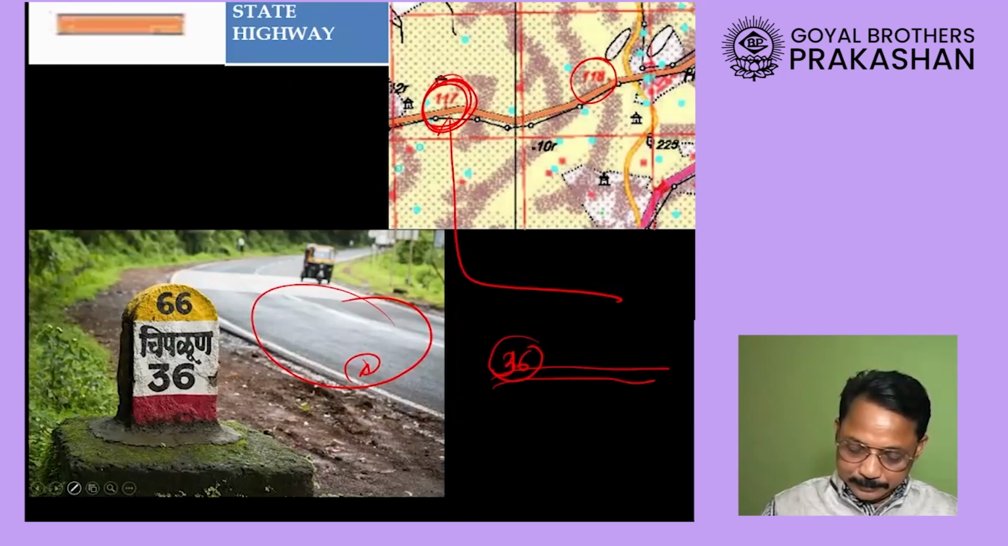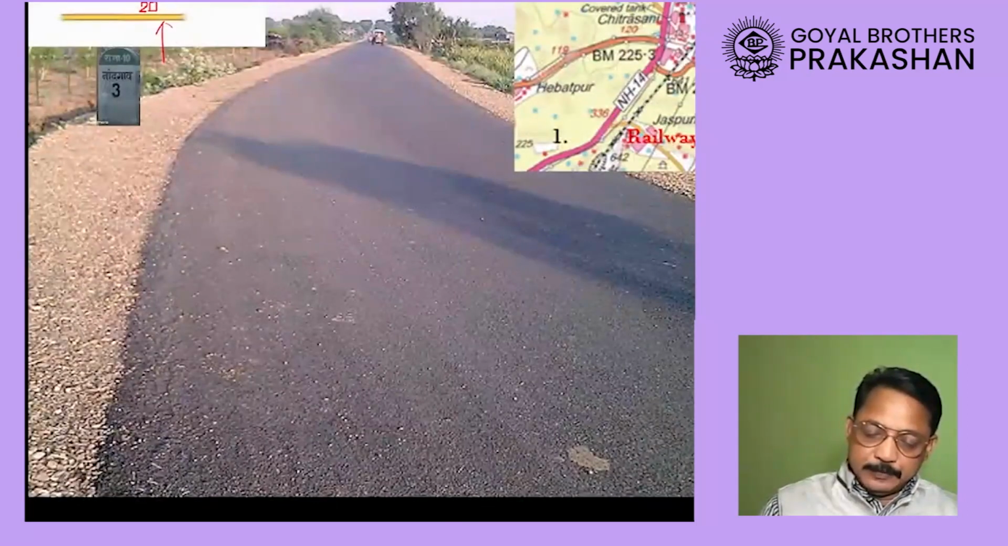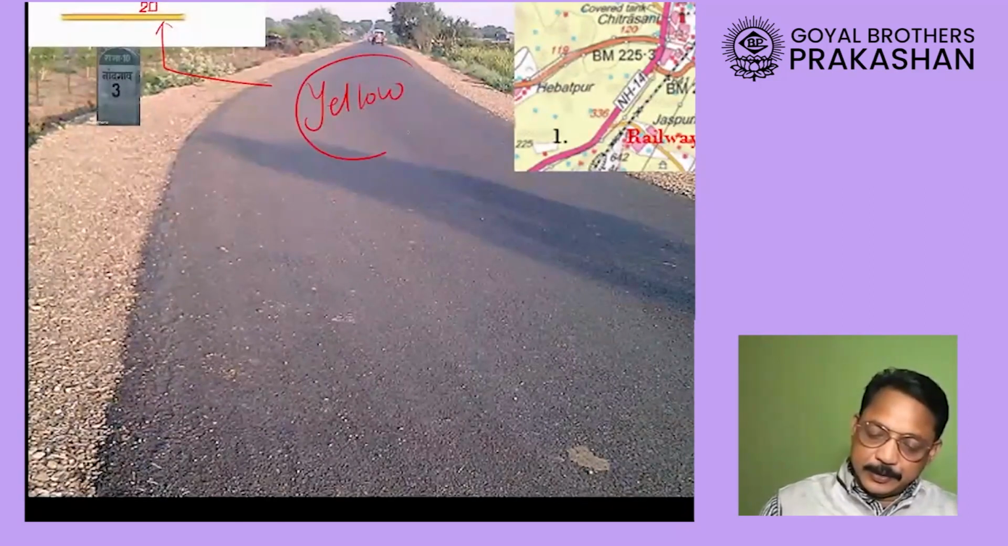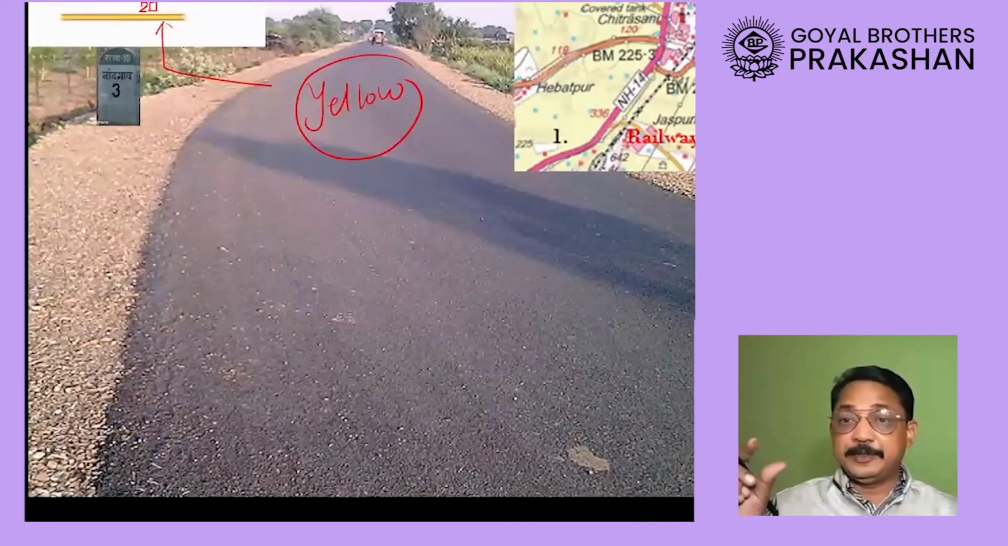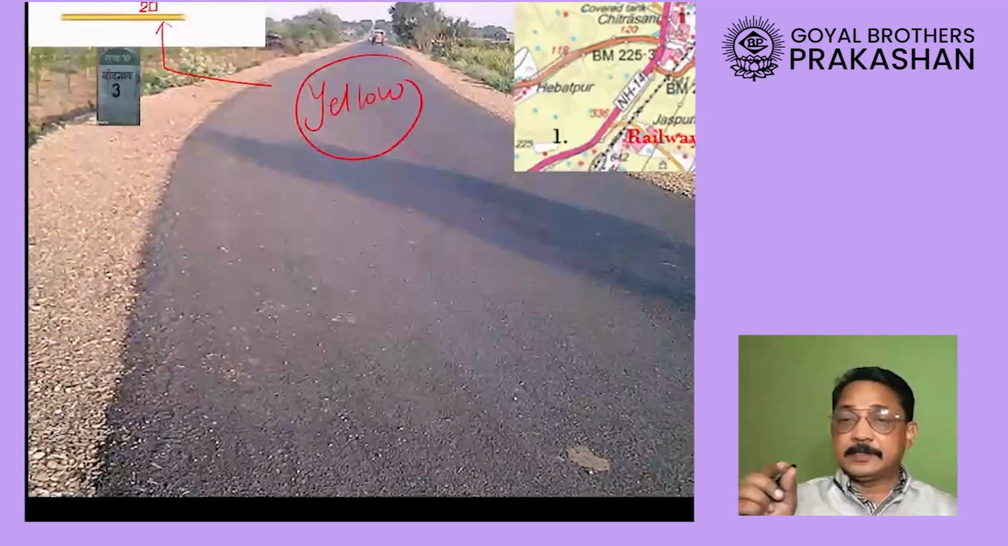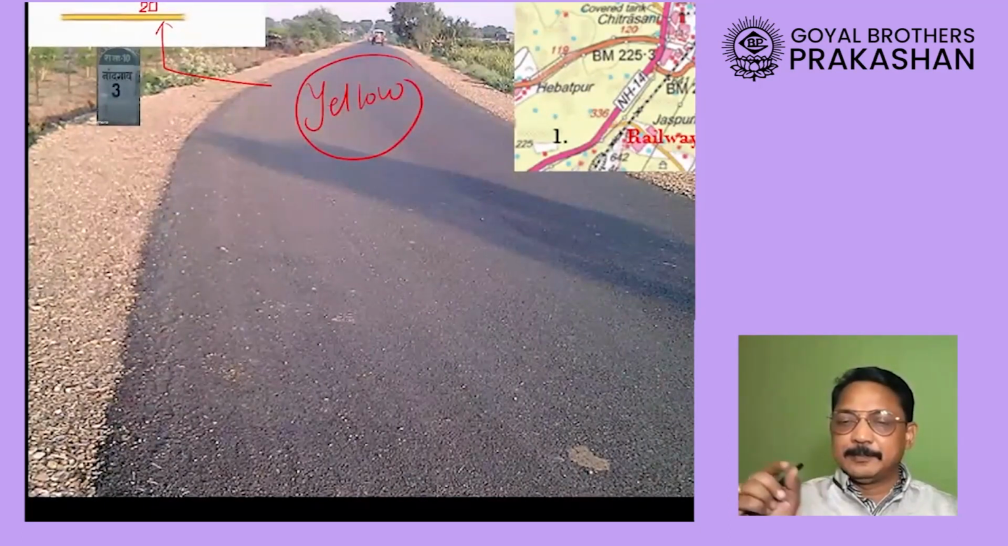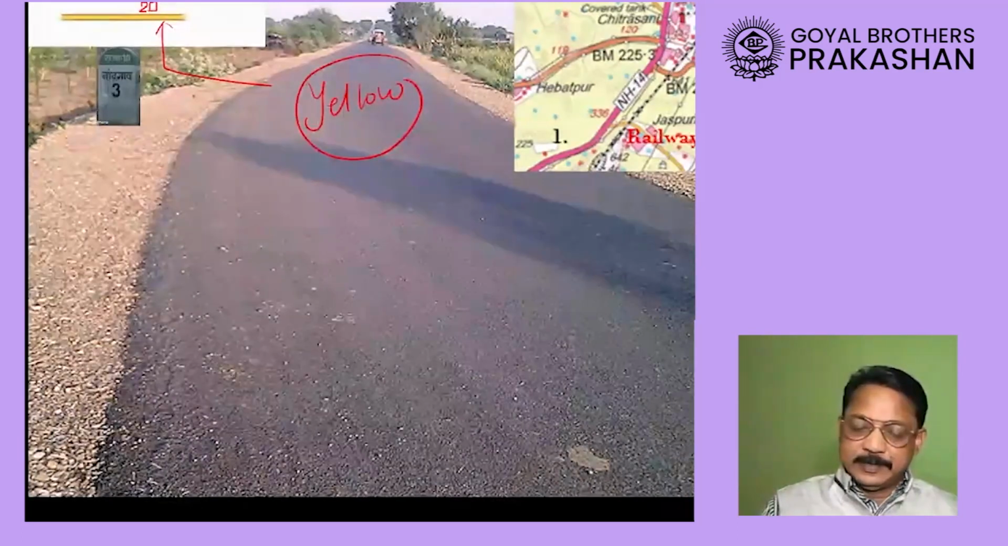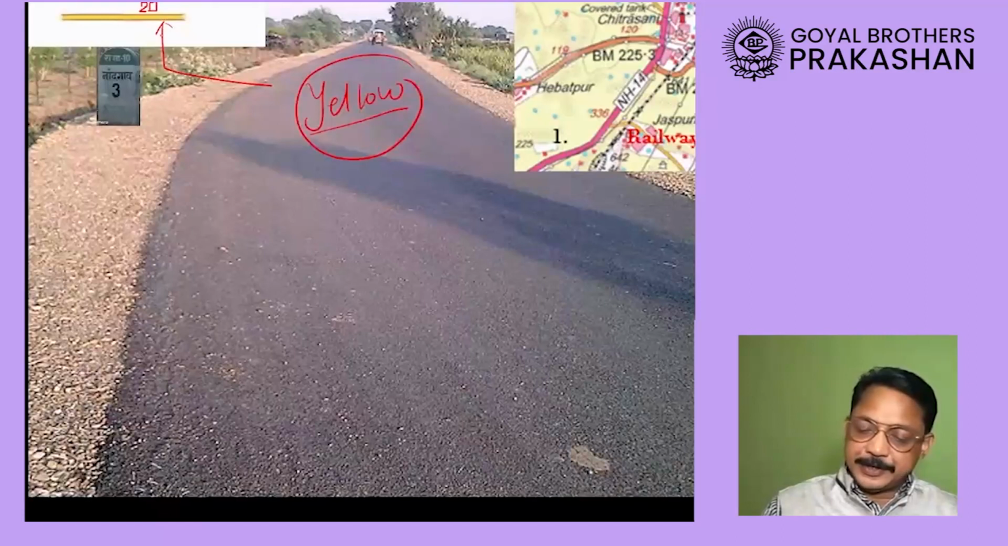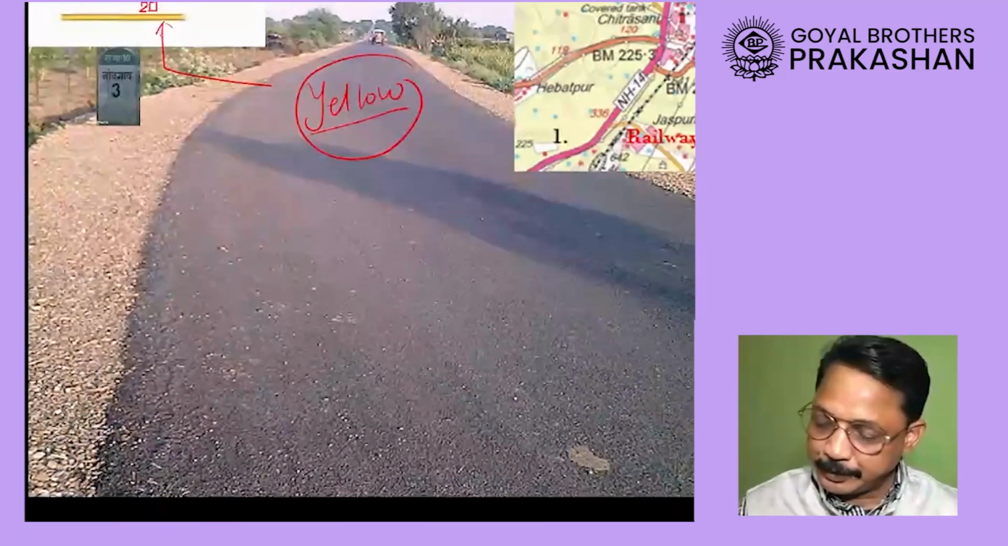Okay, now a district road is shown with which color here? Yellow color. You must have noticed that it is now becoming thin. National highways are broad. Compared to them, the state highways are slightly narrow, whereas district roads are narrowest among them. District roads are shown here with yellow color.